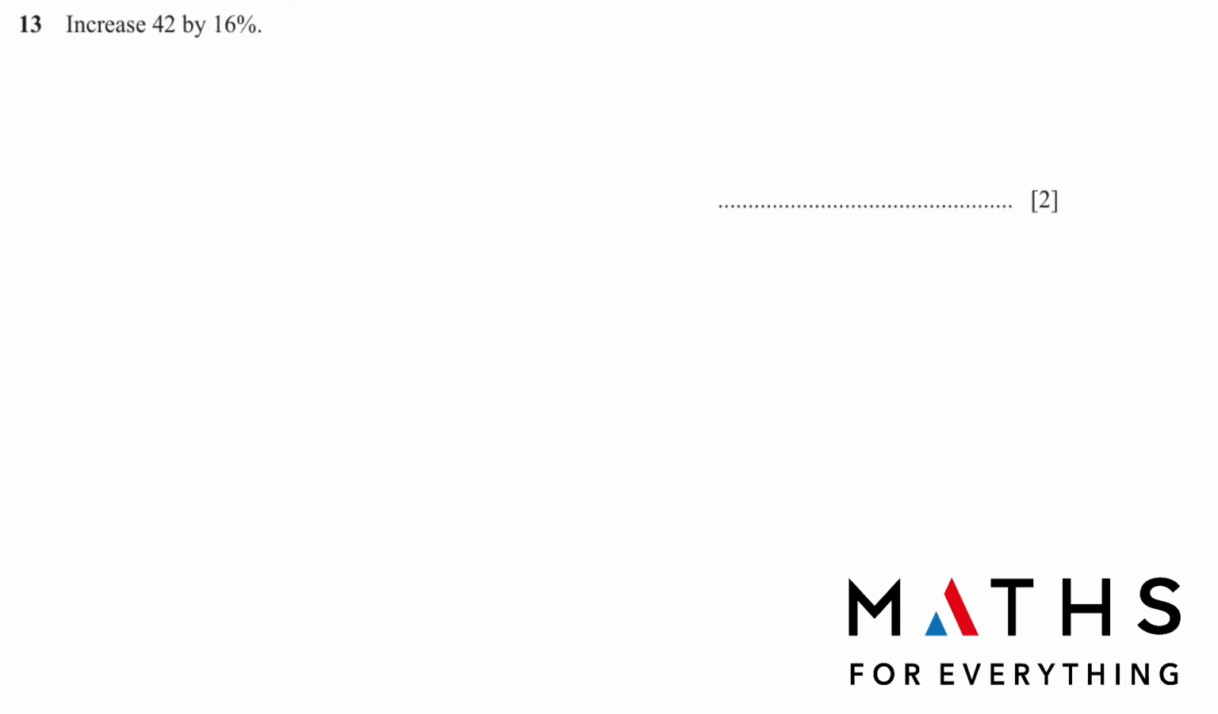Question number 13, increase 42 by 16%. So find 16%. 16% means 16 divided by 100 of 42. We are going to get 6.72. Then add it to 42. So you will get 48.72 as your answer.